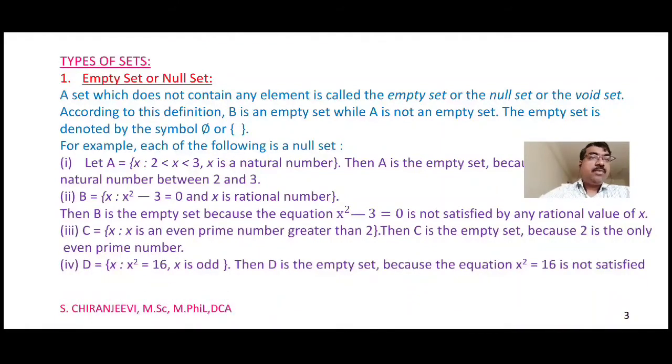Fourth one, D equal to x such that x square equal to 16, x is odd. So here x square equal to 16 will be getting x equal to plus or minus 4. But we are telling x is odd. So we will not be getting any element. So D is the empty set. Because the equation x square equal to 16 is not satisfied by any odd value of x.